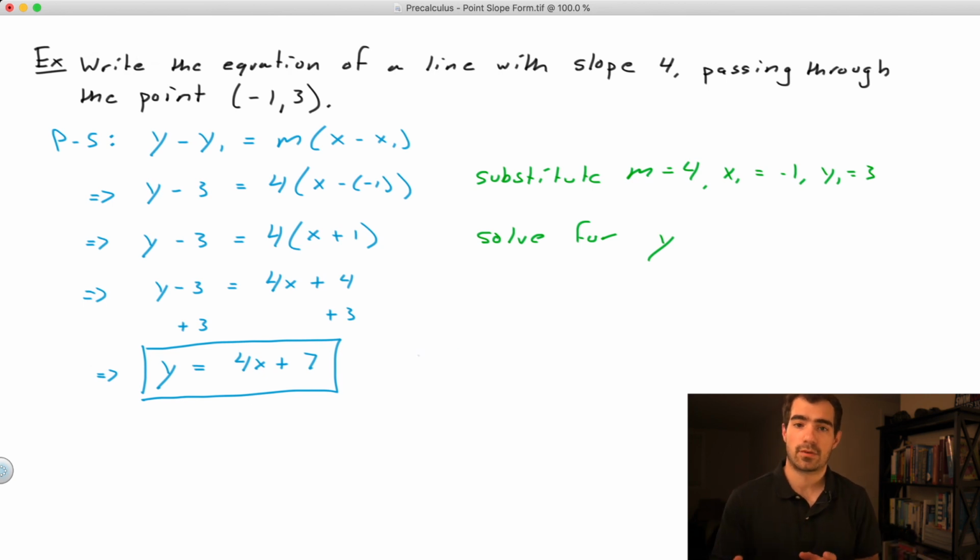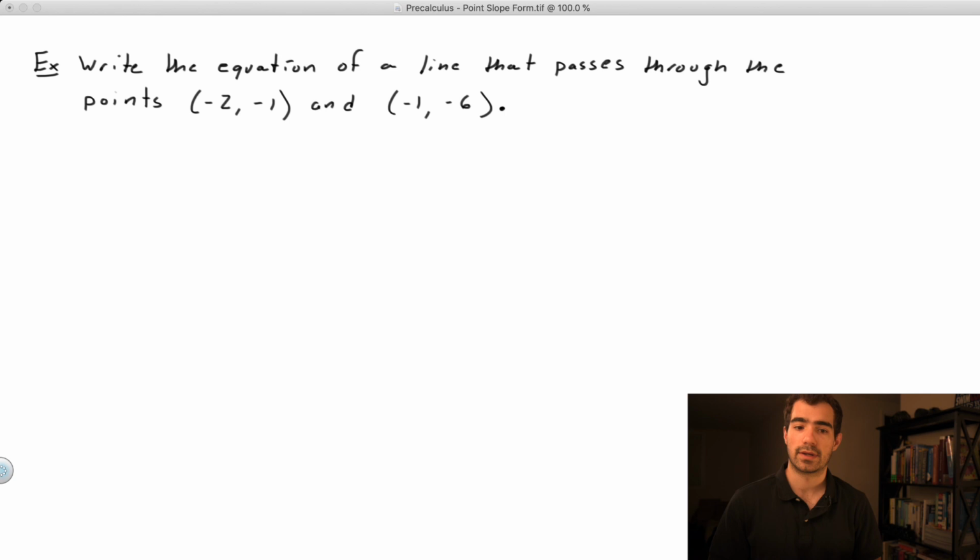Now, point slope form works really well when we have a point and a slope, but it also can be really useful if we are given 2 points. So let's see if we can write the equation of a line that passes through -2, -1 and -1, -6. Now you might be wondering, how exactly are we able to pull this off if we're not given the slope? And as we kind of said, point slope, it's in the name, so we're really going to need it.